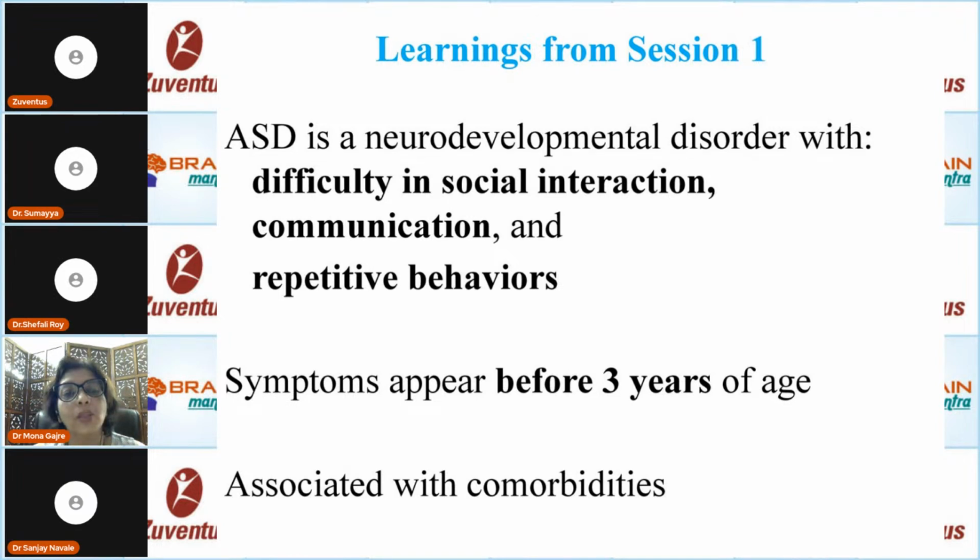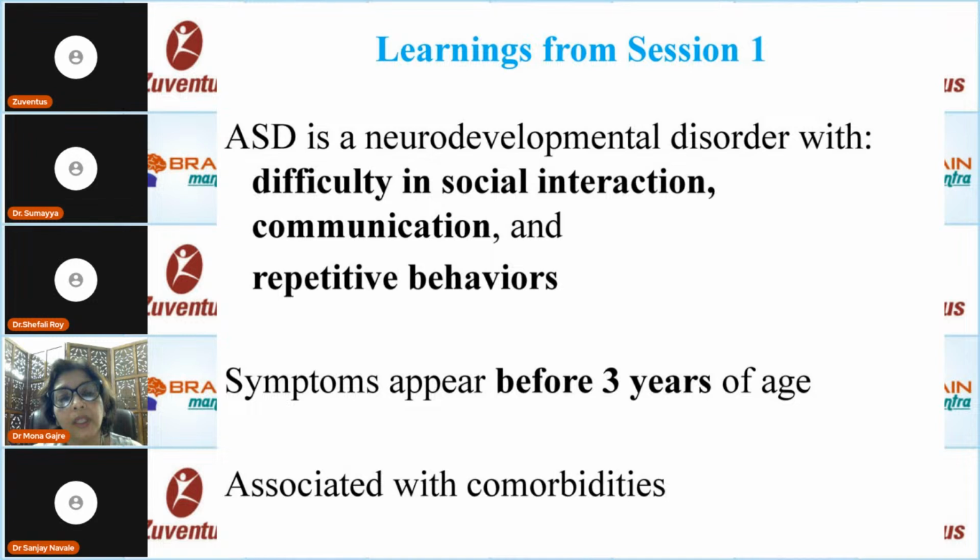So as we learned from the previous session, autism is a neurodevelopmental disorder with difficulty in social interaction, in communication, and some repetitive behaviors. In the first video that we played of Paul, there was a difficulty in social interaction, communication, and there was definitely a repetitive behavior. And as we said earlier, these symptoms usually appear before 3 years of age.